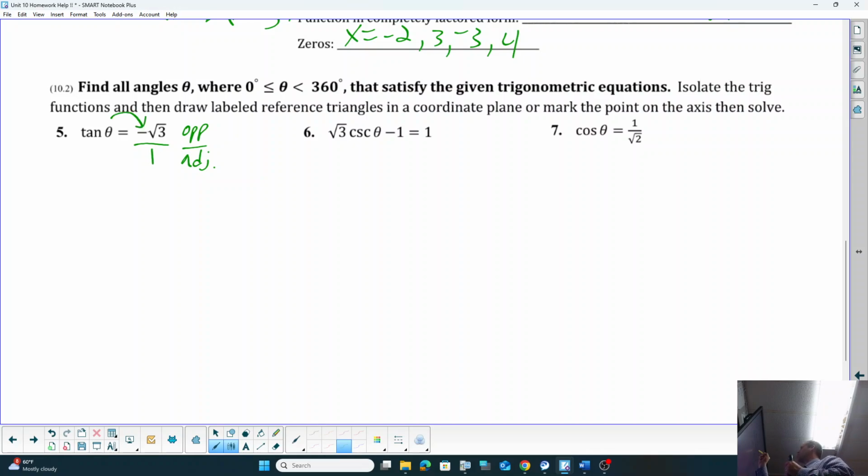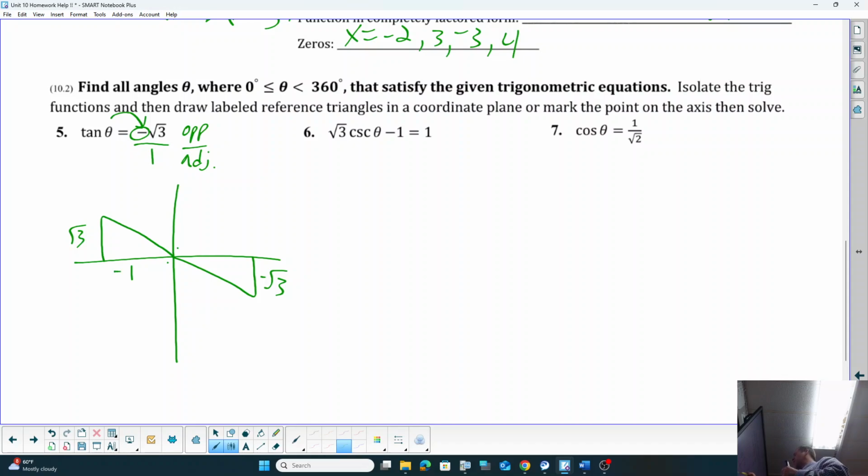And then where is tangent negative? So tangent is positive here and here, so tangent is negative here and here. The second and the fourth quadrant is where tangent is negative. And then we have opposite, which is going to be radical 3. This is going down, so negative radical 3. And then adjacent is 1, and that's a negative 1 and a positive 1.